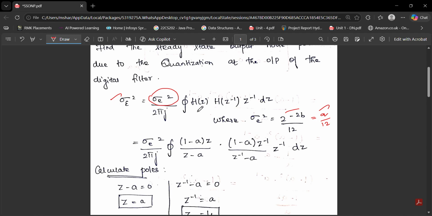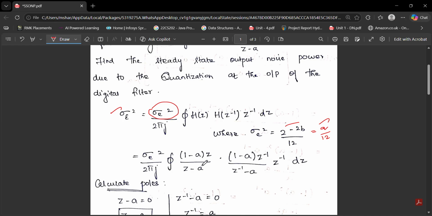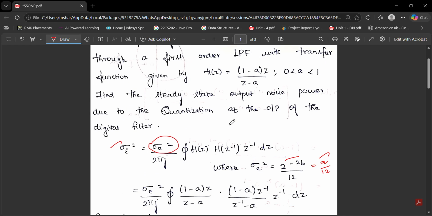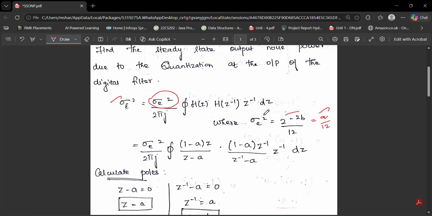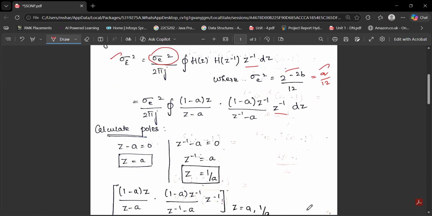In the place of H(z), we will be substituting this value as such, (1 - a)z divided by (z - a). In the place of H(z inverse), wherever z is there in H(z), I will be replacing it with z inverse. So it will be (1 - a z inverse) divided by, here z is there again, so z inverse minus a. Then this z inverse will be placed here into dz.